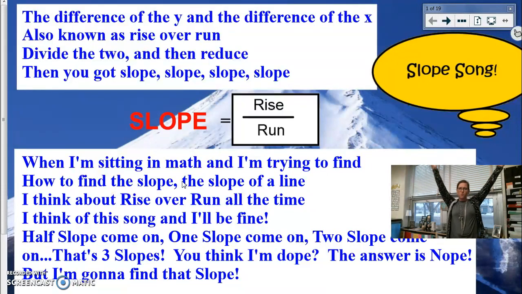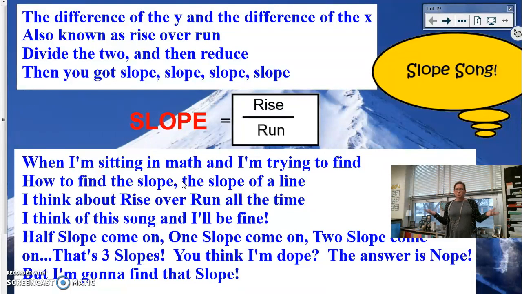The difference of the y and the difference of the x, also known as rise over run. Divide the two and then reduce. You got slope, slope, slope, slope, slope, slope, slope. The difference of the y and the difference of the x, also known as rise over run. Divide the two and then reduce. You got slope, slope, slope, slope, slope, slope.